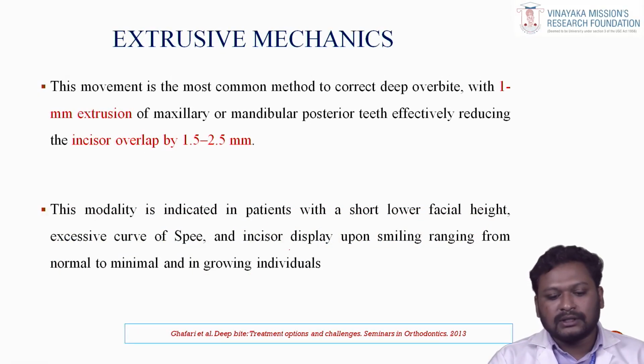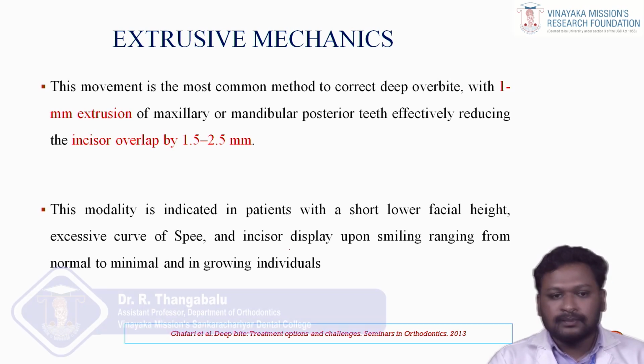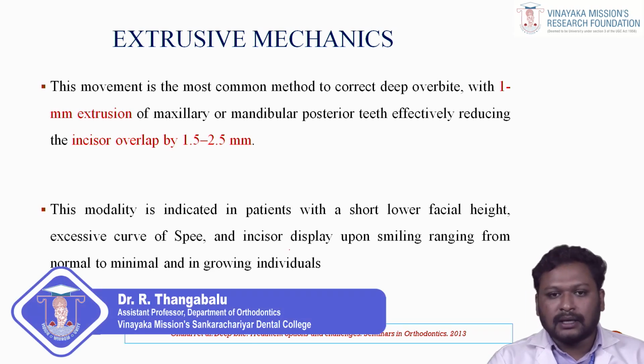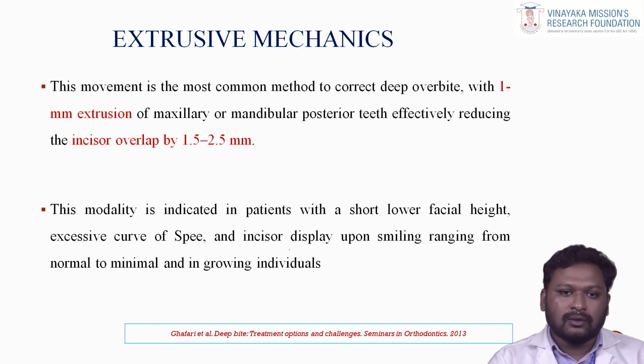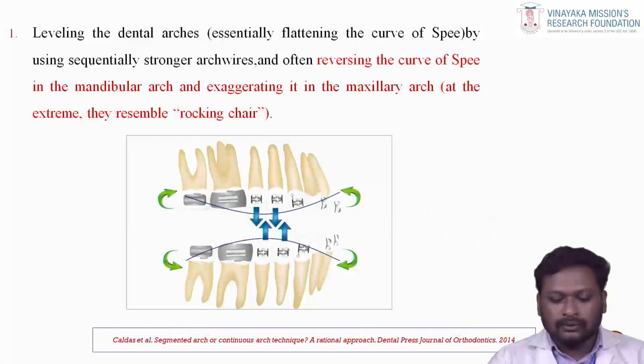Now, extrusion mechanics, extrusion of the posteriors, how we are going to see. So what is the benefit of extruding the molars? Every 1 mm of extruding the molar will correct the deep bite by 1.5 to 2.5 mm according to Ghafari. So extrusion of posteriors by 1 mm will open the bite by nearly a 1:2 ratio.